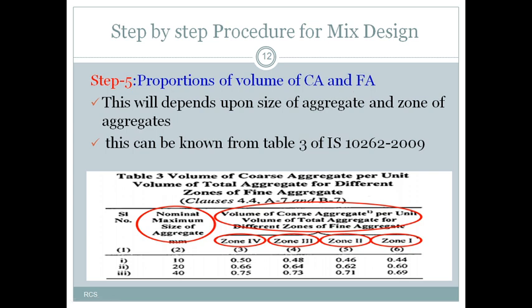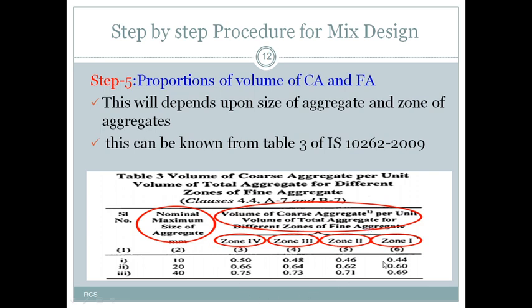See, suppose my fine aggregate falls under zone 2. For this particular zone, here is the volume of coarse aggregate per unit volume of total aggregate for different zones of fine aggregate.